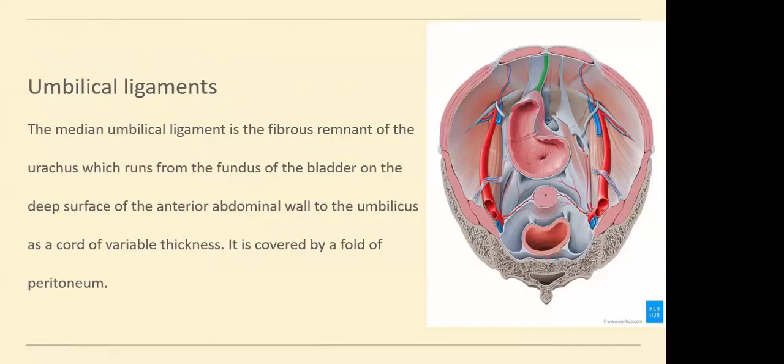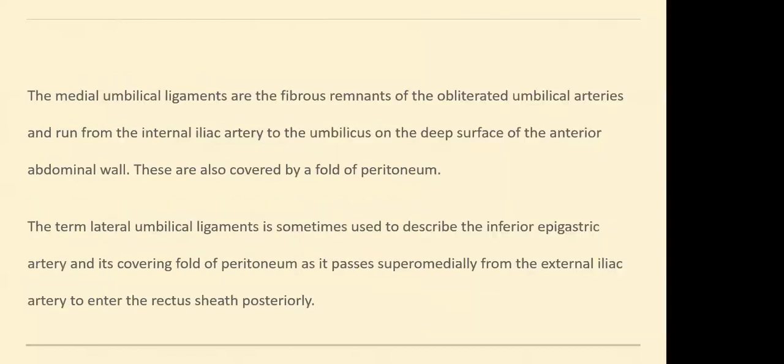There's a topic called umbilical ligaments. It's part of the anterior abdominal wall. It's included with it because clinically it has a significance in radiological anatomy. The first one is the median umbilical ligament. It's the fibrous remnant of the urachus, which runs from the fundus of the bladder on the deep surface of the anterior abdominal wall to the umbilicus as a cord of variable thickness. It's covered by a fold of peritoneum.